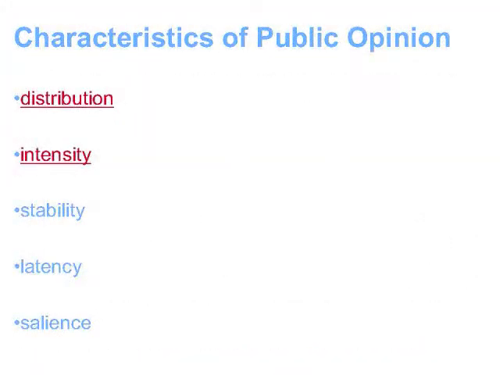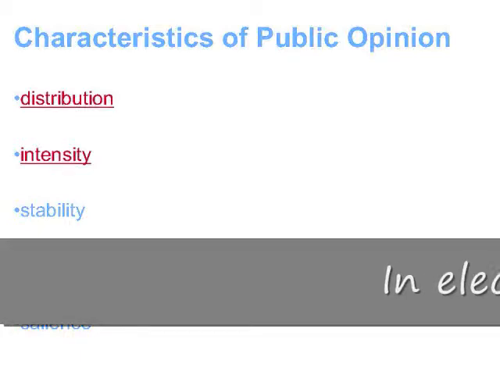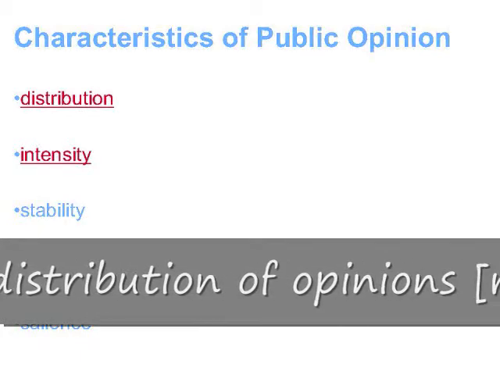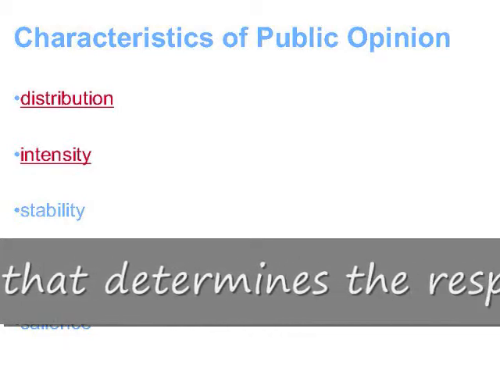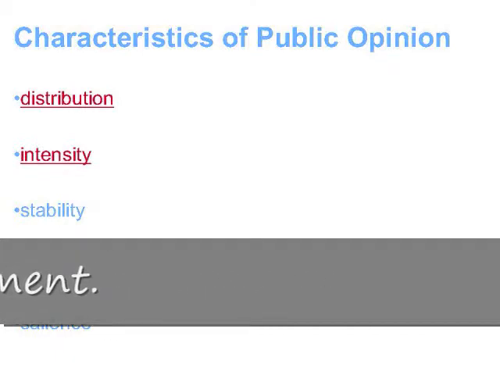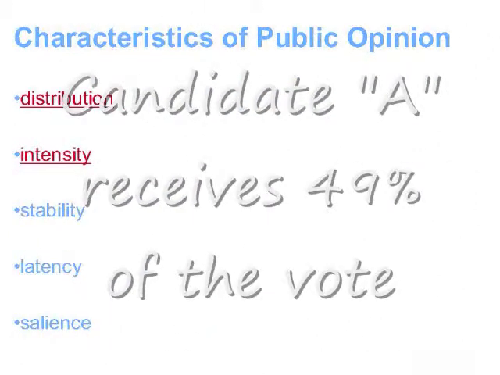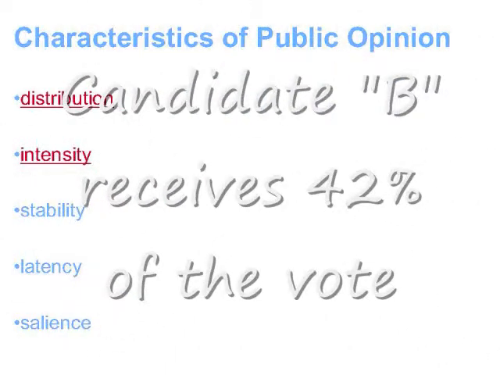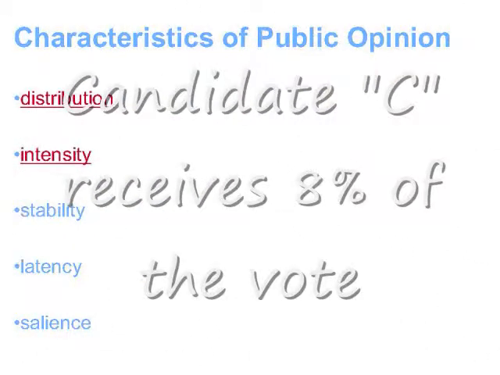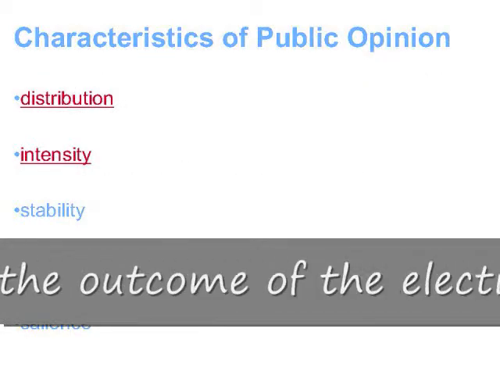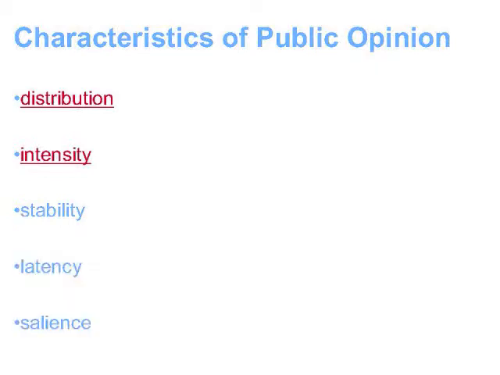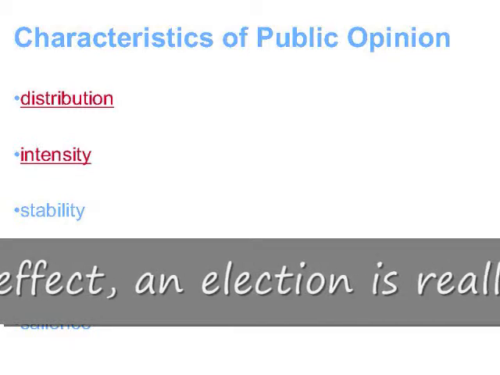Distribution is clearly the most important characteristic of opinion on electoral issues. It plays a less obvious role on policy issues. In other words, in elections, it is the distribution of opinions, rather than any of the other characteristics of opinion, that determines the response of government. If candidate A receives 49% of the vote, candidate B receives 42% of the vote, and candidate C receives 8% of the vote, then the distribution determines the response. Candidate A wins.